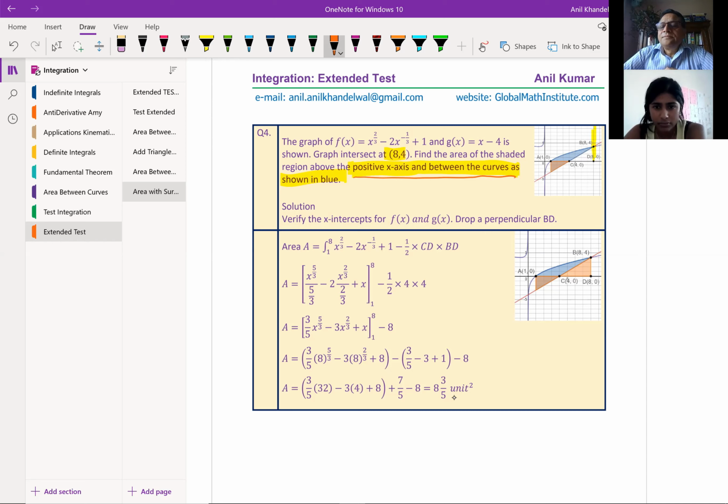I don't know, I'm just guessing at this point. Could we find that triangle? Like, if I just put a perpendicular line from the 8, 4 down. Yes.